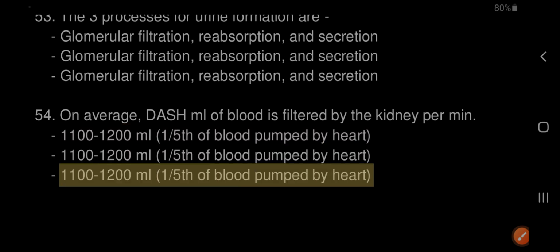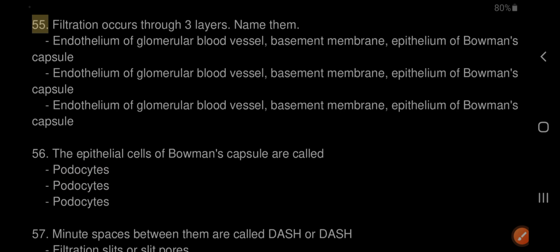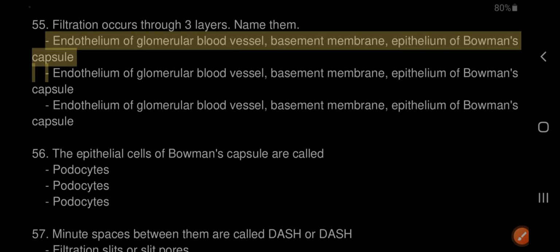55. Filtration occurs through three layers. Name them. Endothelium of glomerular blood vessel, basement membrane, epithelium of Bowman's capsule.